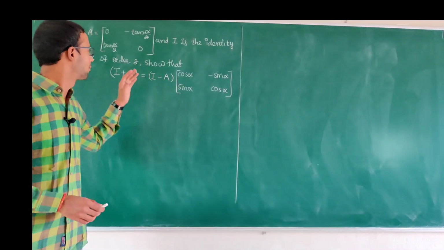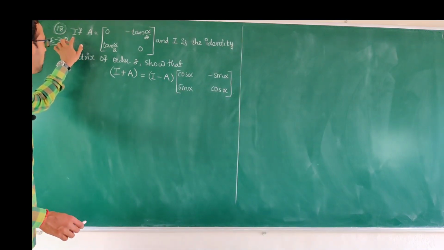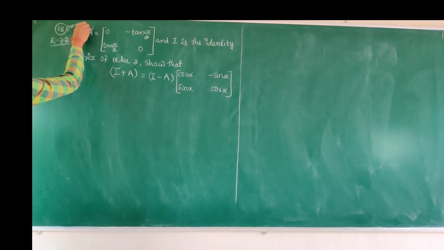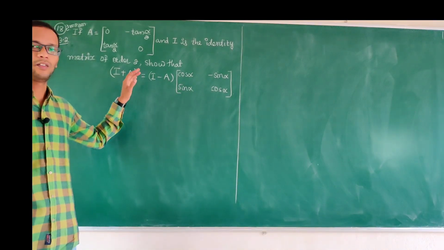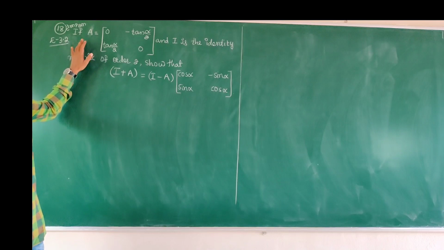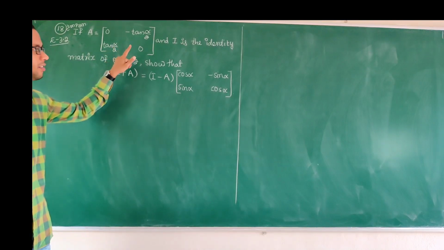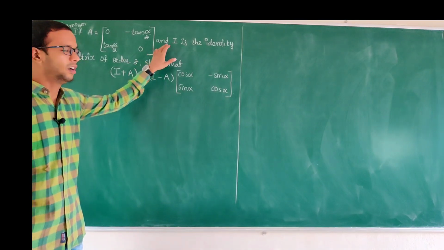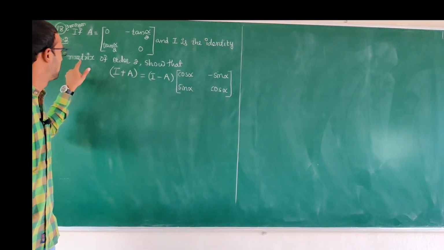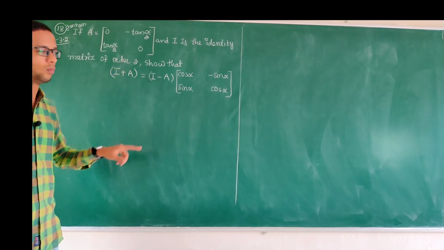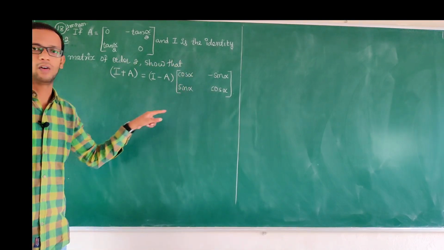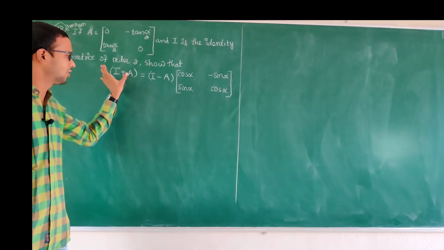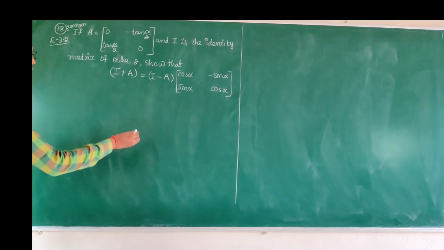Next problem, problem number 18. This is important for a 3 marks question. Sometimes there is a chance of it being asked as a 3 marks question. A is a 2 by 2 matrix, and trigonometry is involved here, which you have to observe. And I is an identity matrix of order 2. Show that this one we have to show. First, I'll simplify the left side. Why? Because it is very simple. I'll complete the LHS part here.